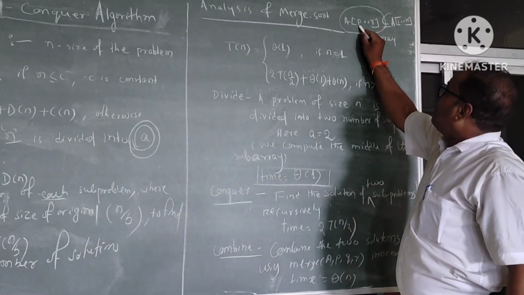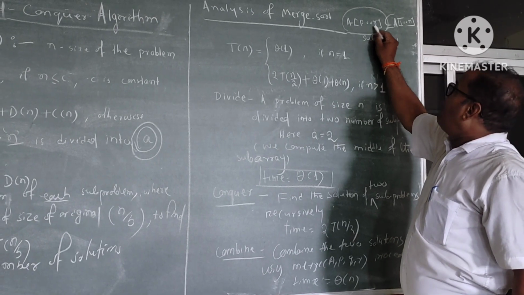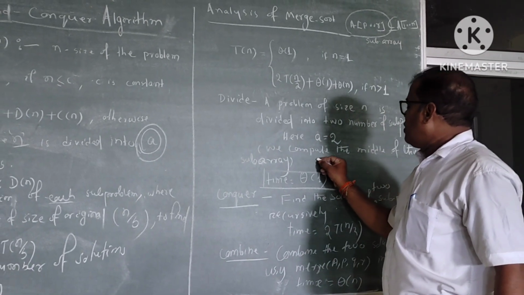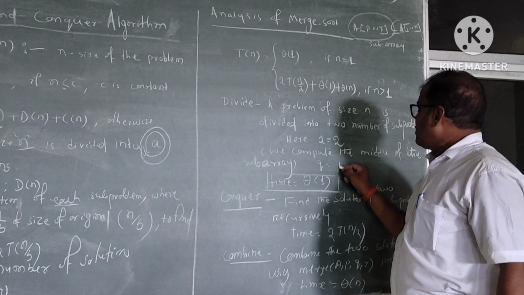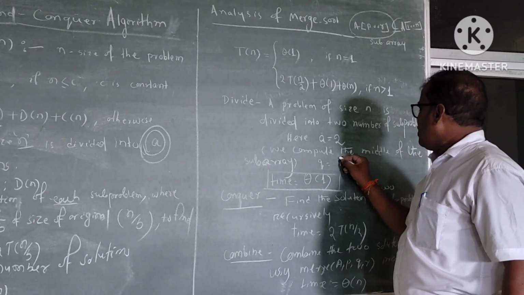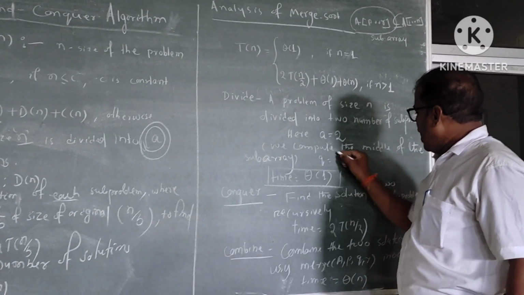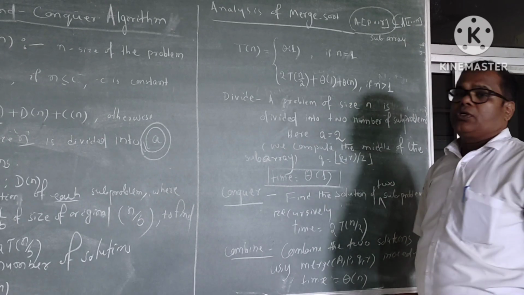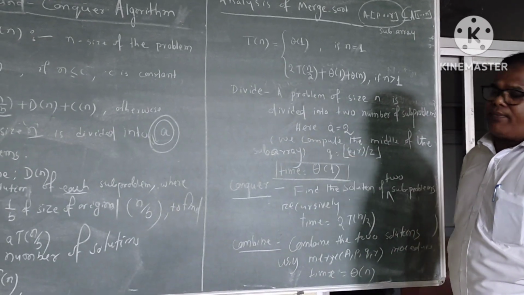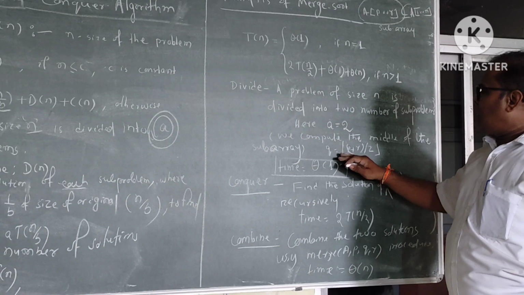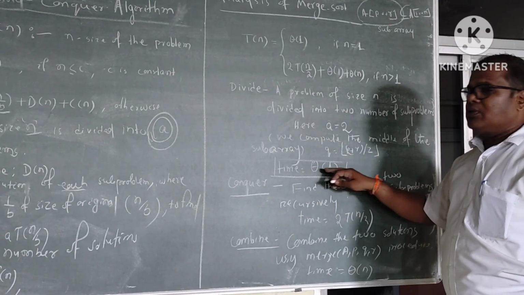If the indices begin with p and end with r, we can write q is equal to, what is that idea? p plus r divided by 2, and a floor. So this takes a constant time. Dividing will take a constant time, hence we write the time as theta 1.